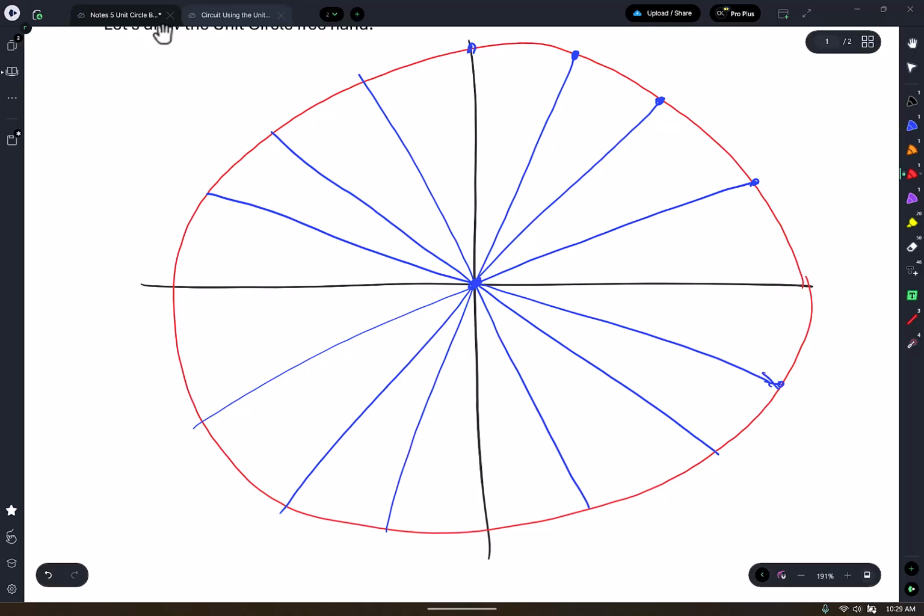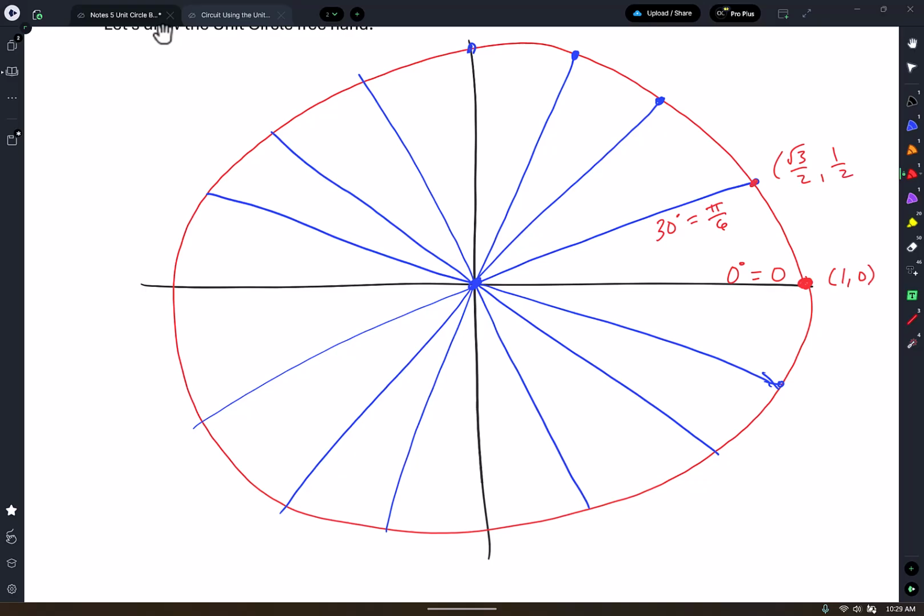All right, here we go. I'm going to go slow. The radius of a unit circle is 1. So I'm going to start here at this corner. I'm going to say that's 1, 0. I guess I should also say this is 0 degrees. This is also 0 radians. So there's my first one. The next one, this is 30 degrees. 30 degrees is the same thing as pi over 6 radians. And that coordinate is square root of 3 over 2, comma 1/2.